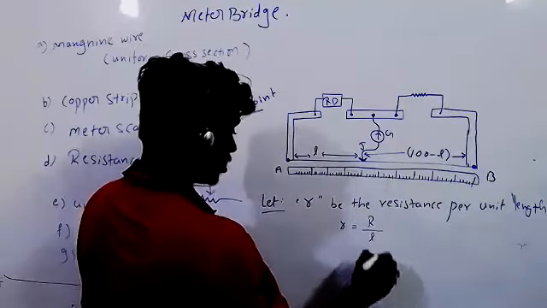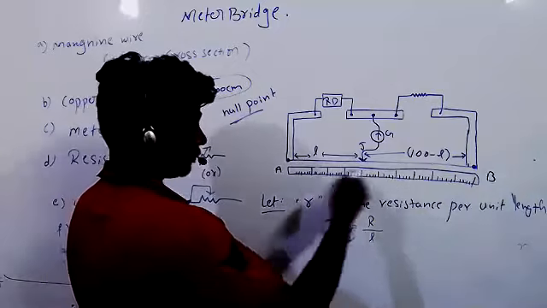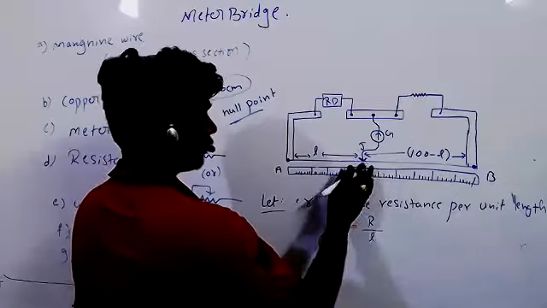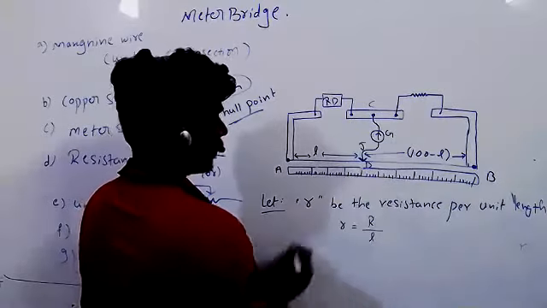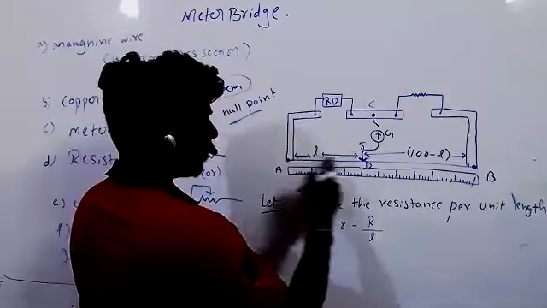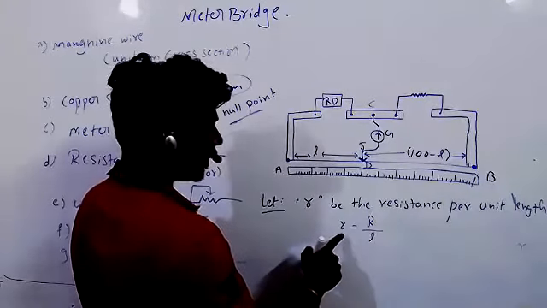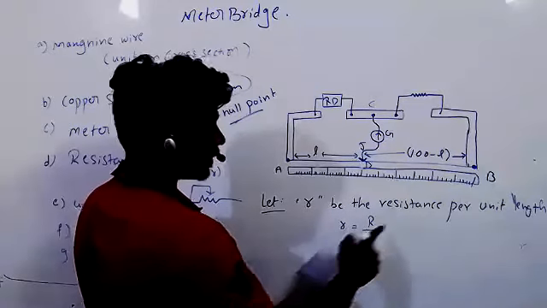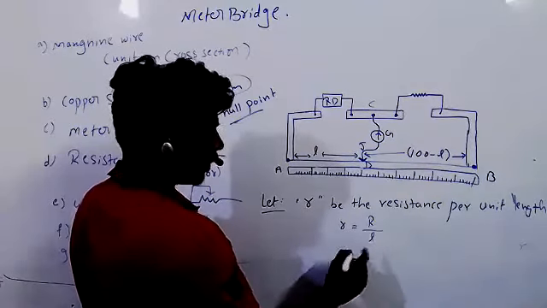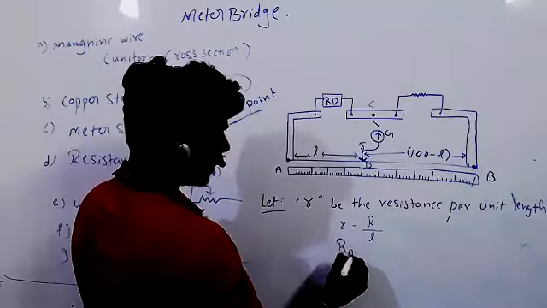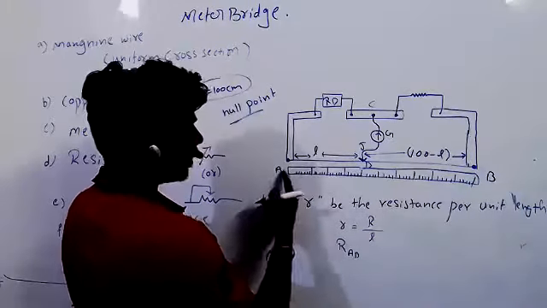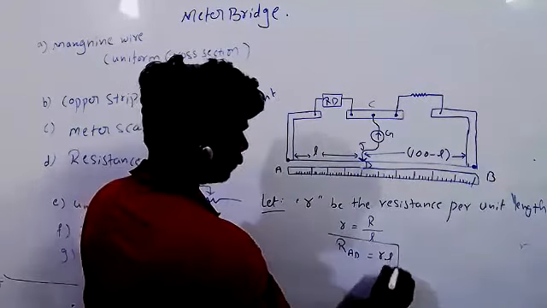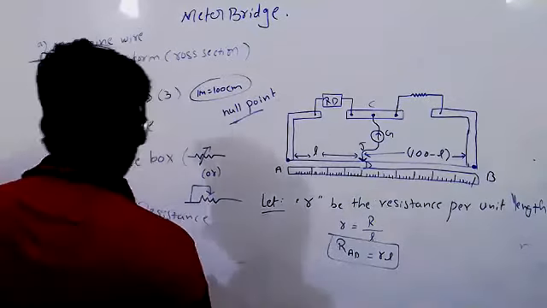How much length is L? If you consider up to here, it is A, B, and it is C, and it is D. In the small length L, how much resistance will be there? Small r is the resistance per unit length, so the resistance R_AD, between A and D, will be r into L.